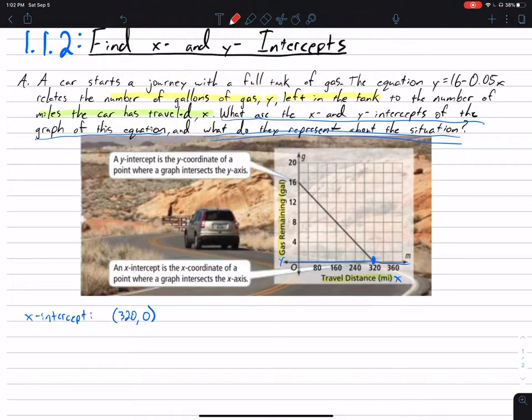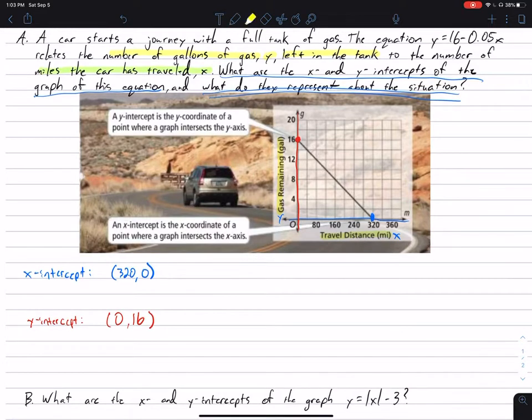Now let's look at our Y-intercept. So the Y-intercept is the same idea. It's where the graph, this time, crosses the Y-axis. My line crosses the Y-axis at 16. So again, you want to write this as a coordinate point. I know my Y is 16. What is my X? Again, we're not moving left or right along the X-axis at all, so that tells me that the X value is 0.